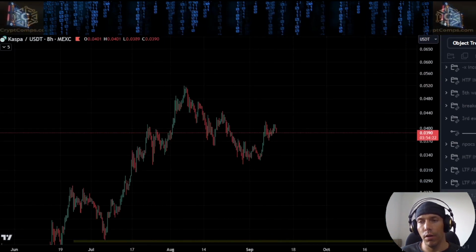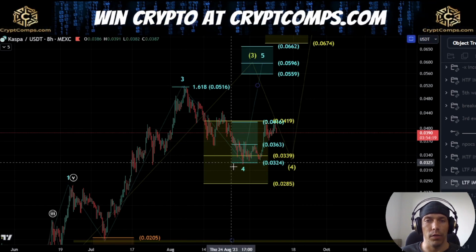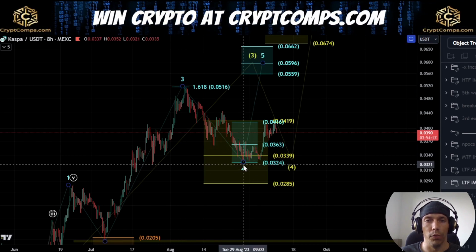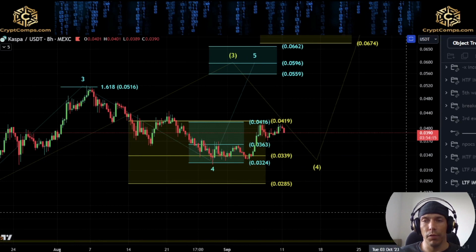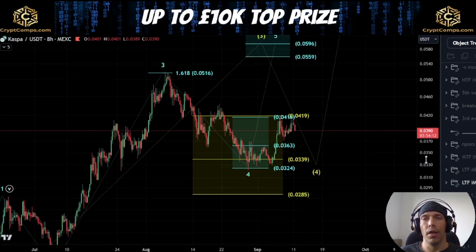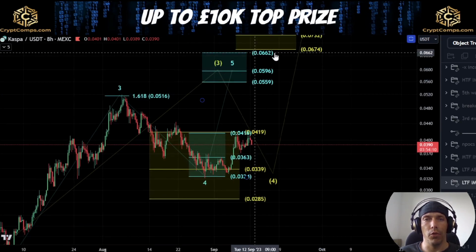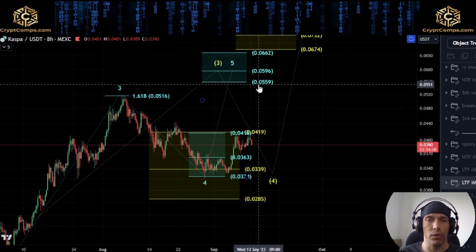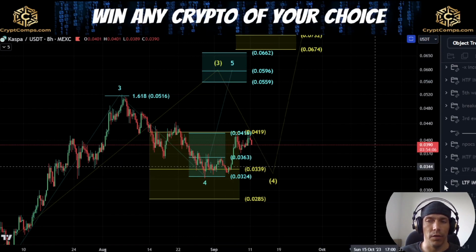So within the idea of the impulse here, like I said, we're looking for evidence that this blue fourth wave has bottomed here. We do have some potential here that we could be starting this higher degree blue fifth wave, which is looking for this 0662 to this 0559 as a potential target.